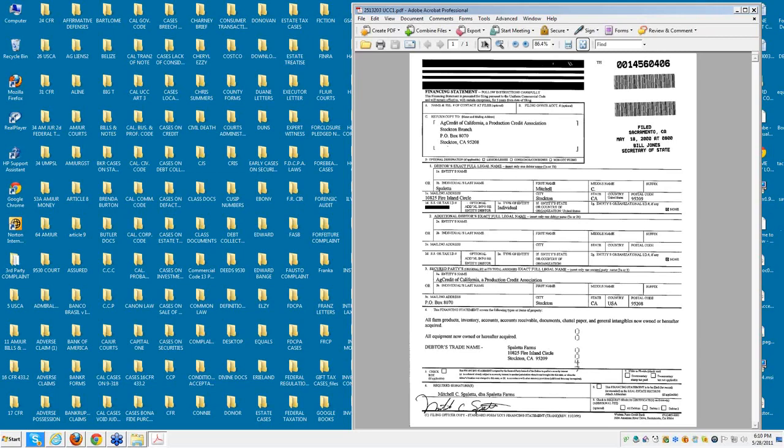You put your name up here. See, this is AG Credit of California, a production credit association. This is in Stockton, California. We downloaded these from the Secretary of State's website. That's where you get those.